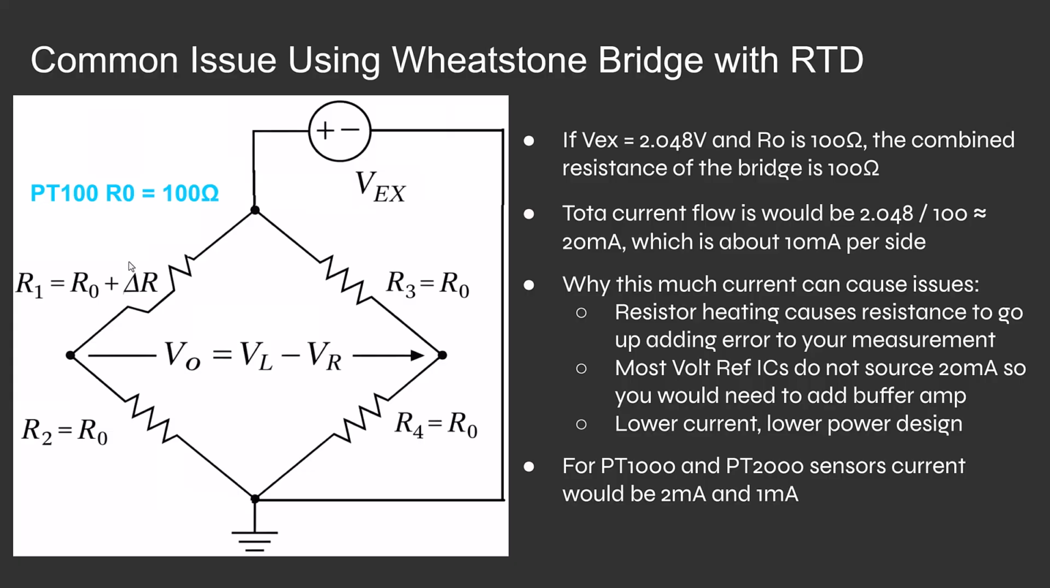And then finally, another trick you can do is just use a lower reference voltage, right? The lower the reference voltage, the lower the current is going to be flowing through the Wheatstone Bridge. But of course, then the V out value is going to be much lower. And as you can see, it's already low in the example I just showed. So with that said, let's see an example of a PT1000 in action.